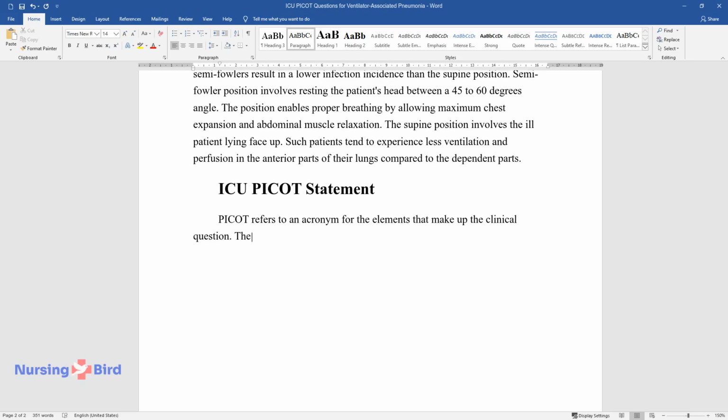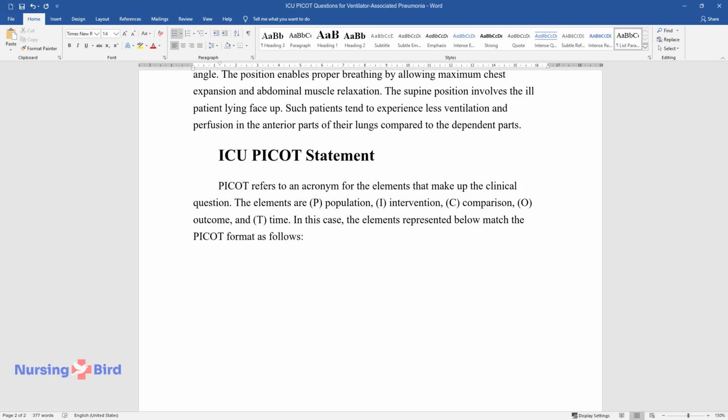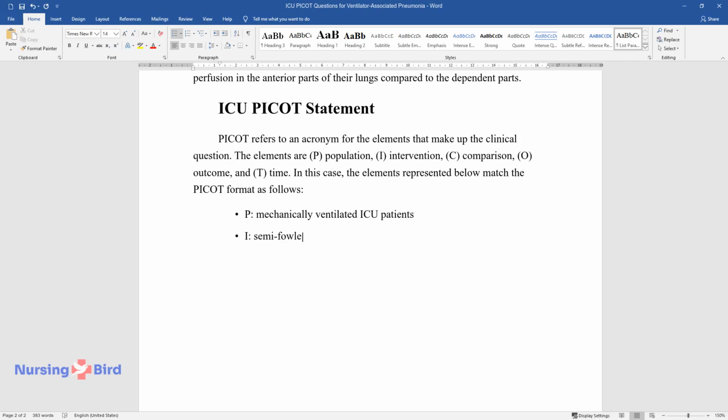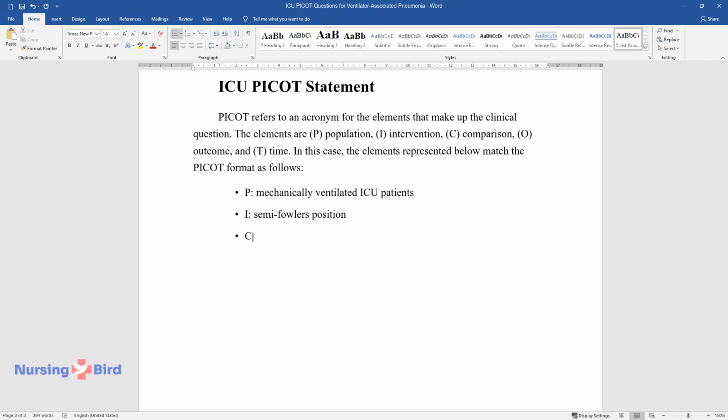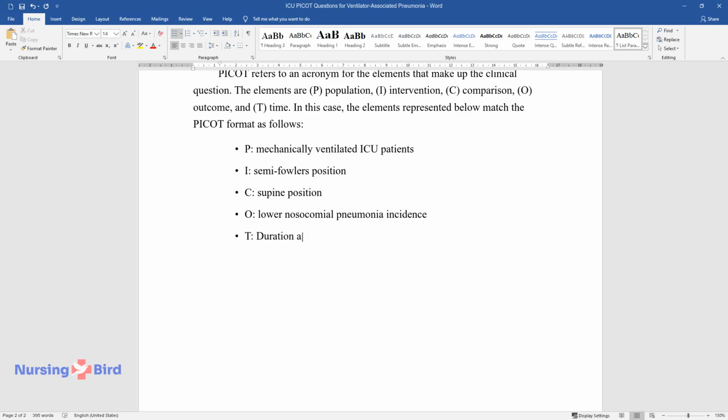ICU PICO statement. PICO refers to an acronym for the elements that make up the clinical question. The elements are P, population, I, intervention, C, comparison, O, outcome, and T, time. In this case, the elements represented below match the PICO format as follows. P, mechanically ventilated ICU patients. I, semi-Fowler's position. C, supine position. O, lower nosocomial pneumonia incidence. T, duration at the ICU.